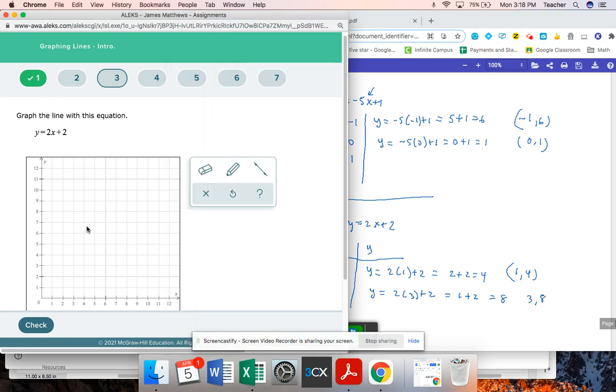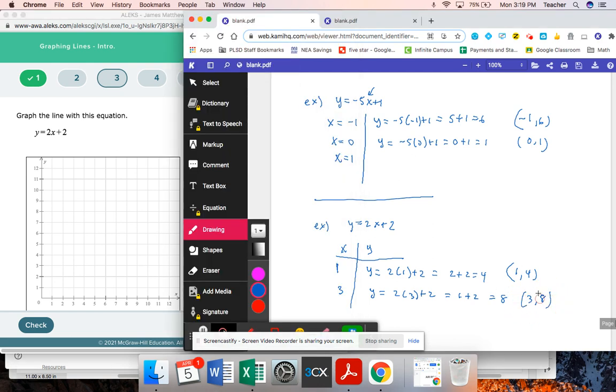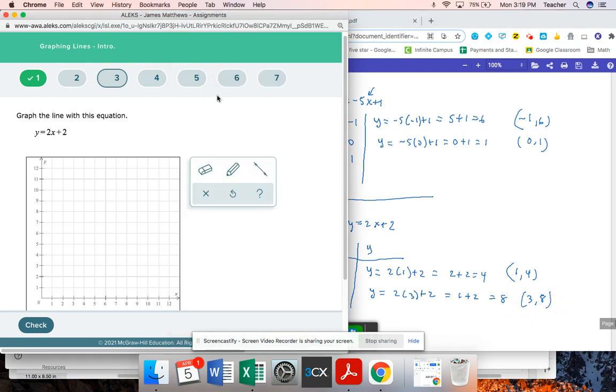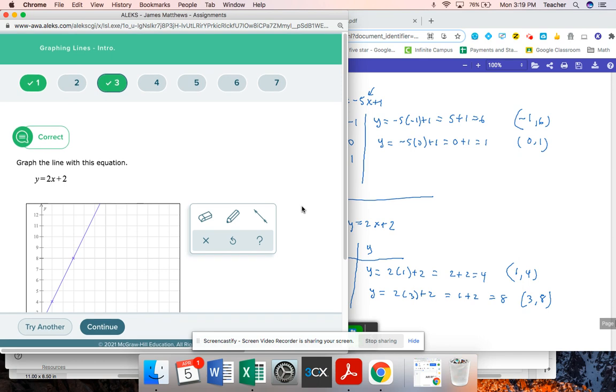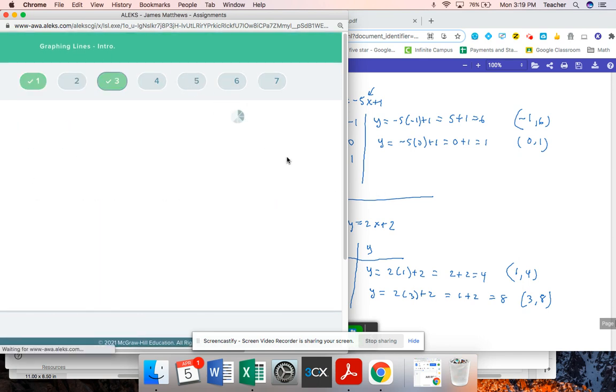So I can go here and I can plot those points. Actually, I can use a line. I think the first point is at 1, 4, and then the second point is at 3, 8. And if I check that, we should be okay. So I can go through and do that as many times as I want.